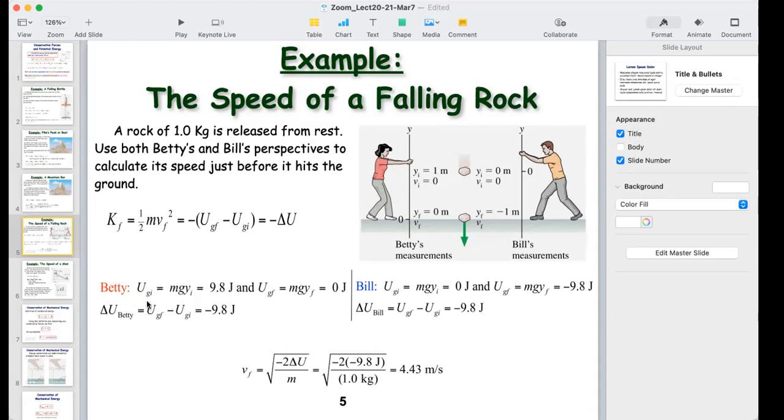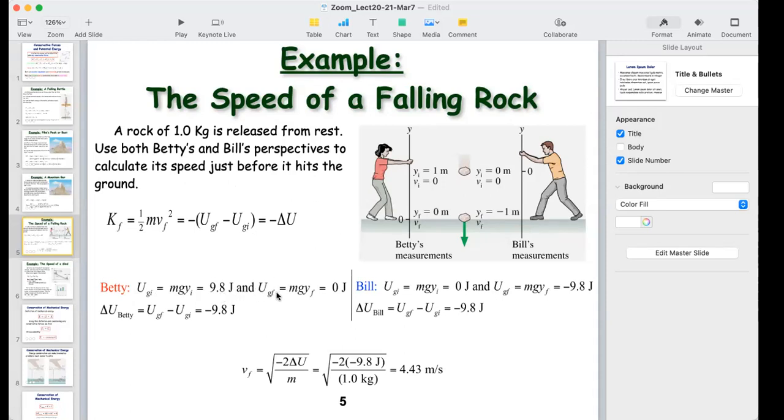So in the case of Betty, the final one is equal to 0, because our y final is equal to 0. So this one goes away. So we only have the initial one. Minus and minus make a plus. So we have m g y initial. So it's 9.8 joule, because it's 1 kilogram, 1 meter, and then we have our g, right? So 9.8 joule.